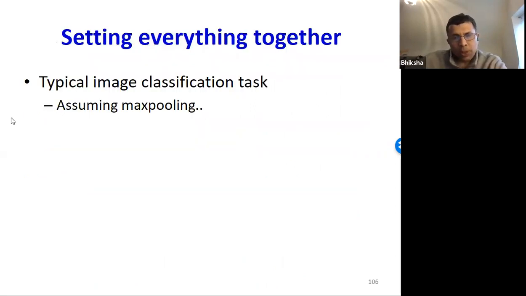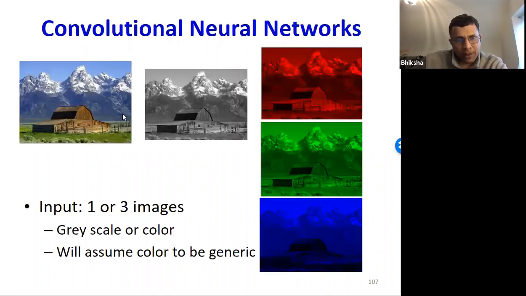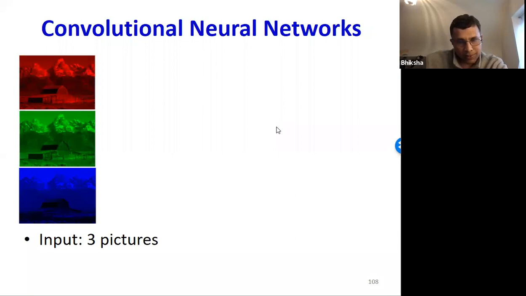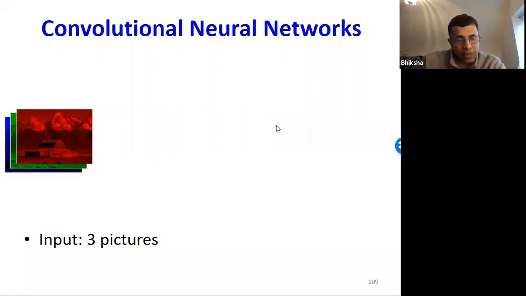So let's put all of these together for a typical image classification task, and I'm going to assume max pooling for downsampling. If you're processing images, they could either be grayscale or color. Typically, we'll assume color. A color image has 3 sub-images, R, G, and B, so the input is actually a set of 3 images. I can stack these together, to continue using the cuboidal visualization, and I get this 3D cuboidal stack.